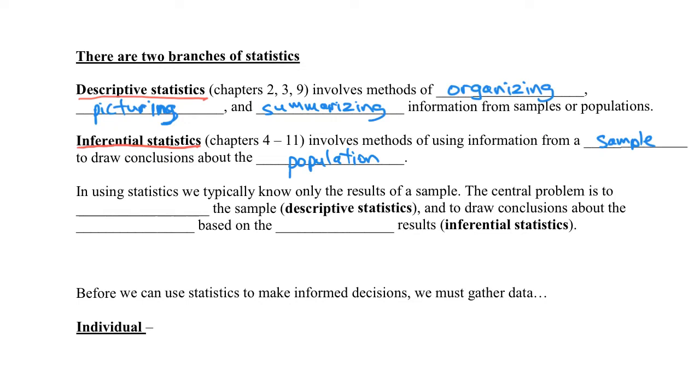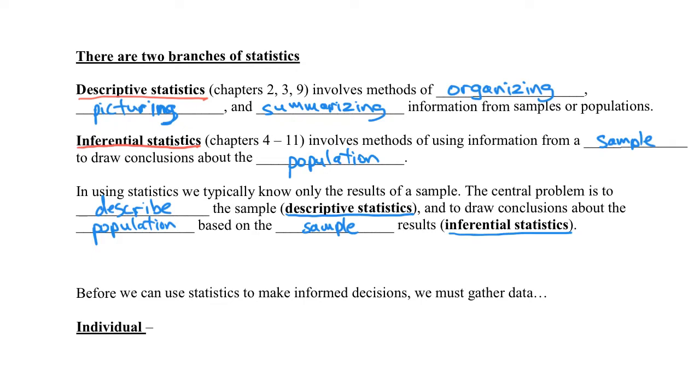Okay, so in using statistics, we typically know only the results of a sample. The central problem is to describe the sample, which is the descriptive statistics we just talked about, and to draw conclusions about the population based on the sample results. And that is inferential statistics. So it's just a little paragraph summarizing the two that we just mentioned.